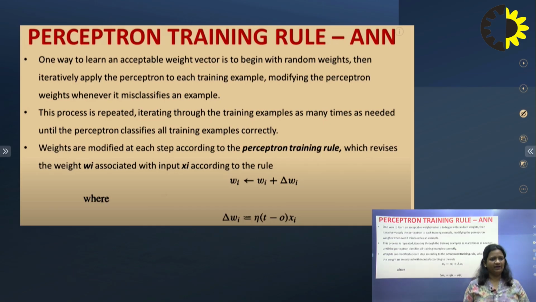Weights are modified at each step according to the perceptron training rule, which revises the weight Wi associated with xi. So how we calculate our Wi is: Wi is equal to Wi plus delta Wi, and delta Wi is equal to the learning rate times the error multiplied by the input.